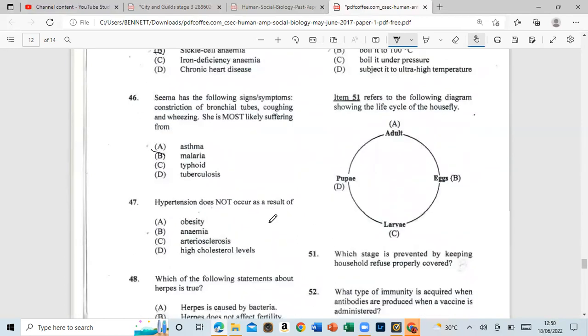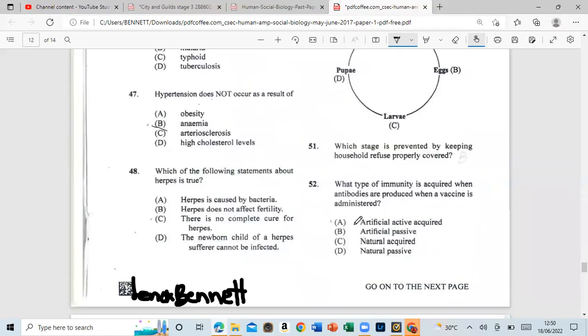47. Hypertension does not occur as a result of: A, obesity; B, anemia; C, atherosclerosis; D, high cholesterol levels. And that's B, anemia, does not cause it. Read the questions carefully, guys.